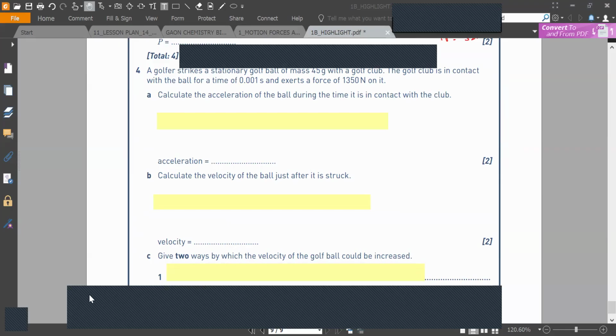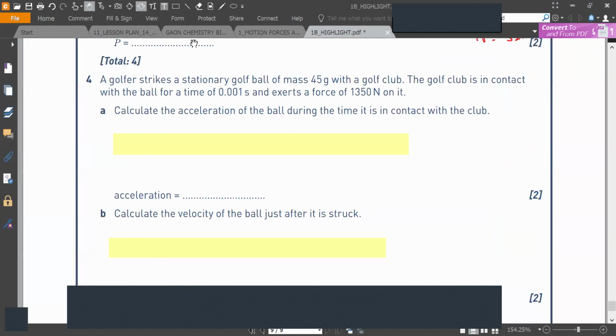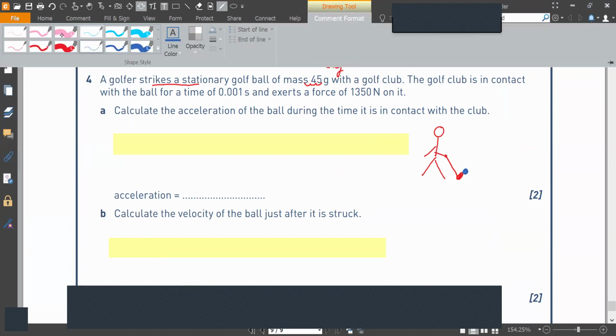Next question. So we have a golfer. A golfer strikes a stationary ball of mass 45 grams. As usual, we just try to change everything to SI unit. 45 grams is 0.045 kg. This is needed for our calculation to have the correct calculation. So we have a person playing golf, striking the golf ball.